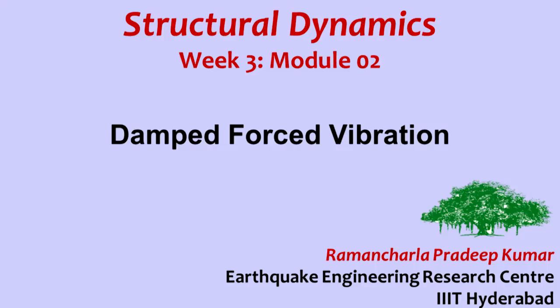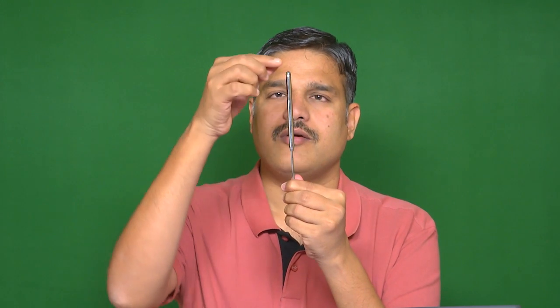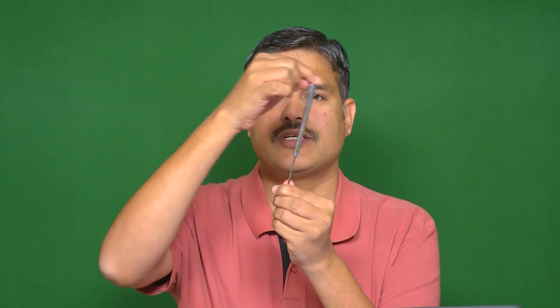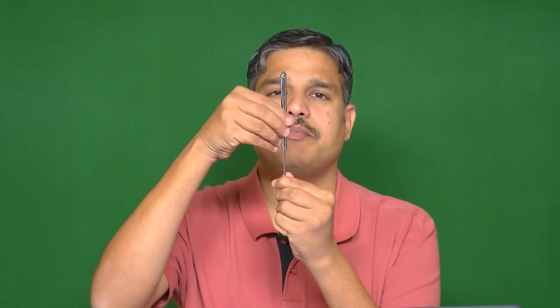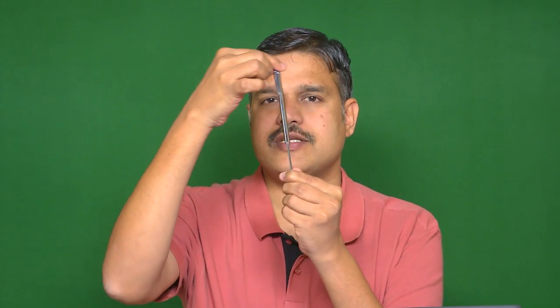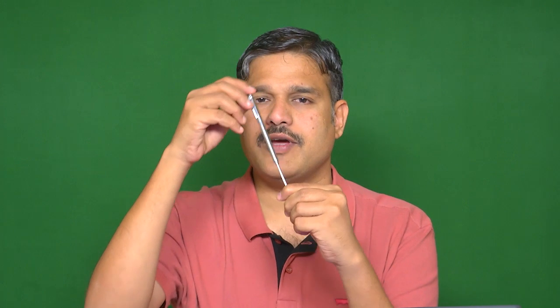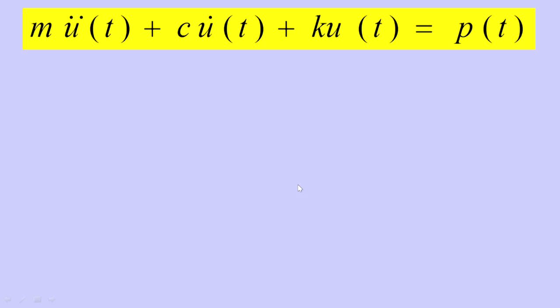In this class we will study damped forced vibrations. The system is vibrating because of the application of an external force which is dynamic in nature, along with the damping present in the system. So, how will the behavior of this system be? That is what we are going to study. First, the general equilibrium equation, that is the equation of motion.